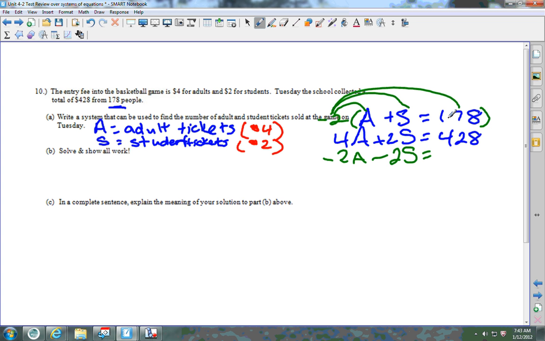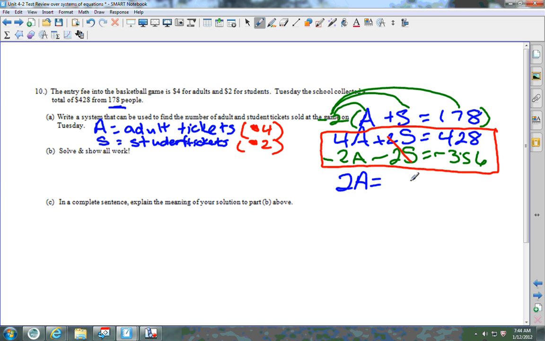-2 times 178 is -356. Okay, so now I'm going to put together these two equations right here. Normally I write it out to the side, but I ran out of room here. These S's cancel out, and I get 4 minus 2, which is 2A, equals, and if you take this right here, 428 minus 356, you get 72 divided by 2.